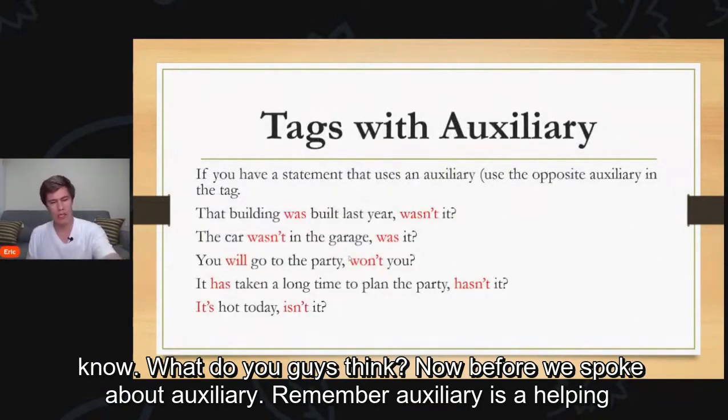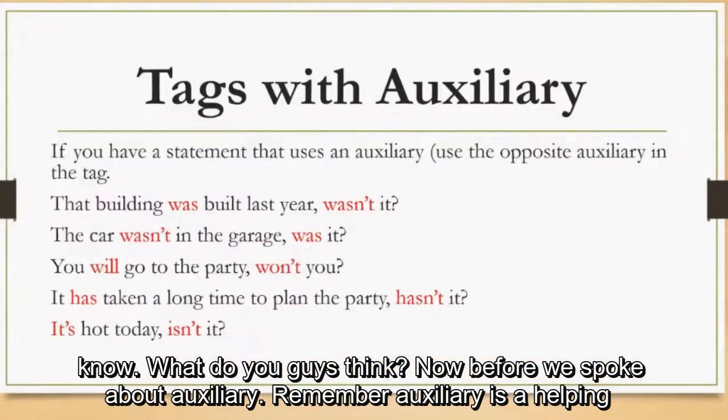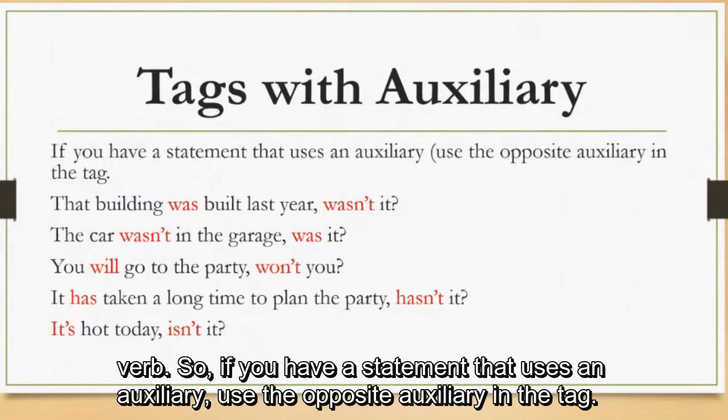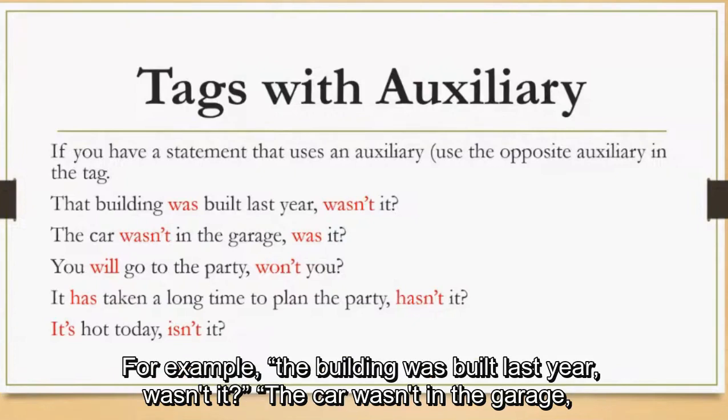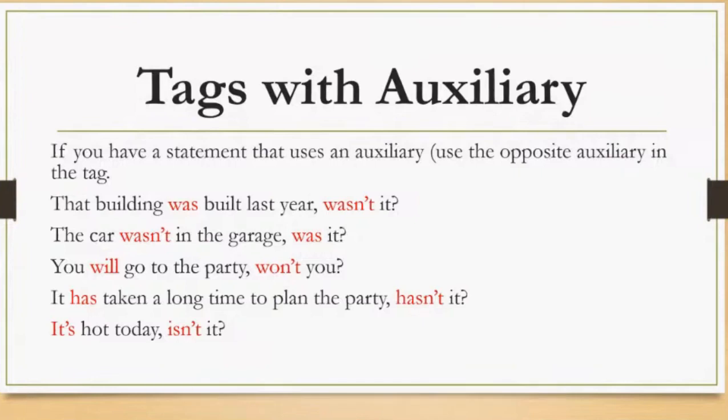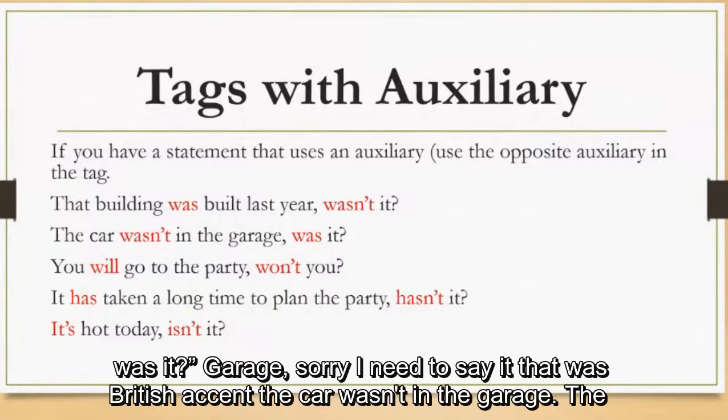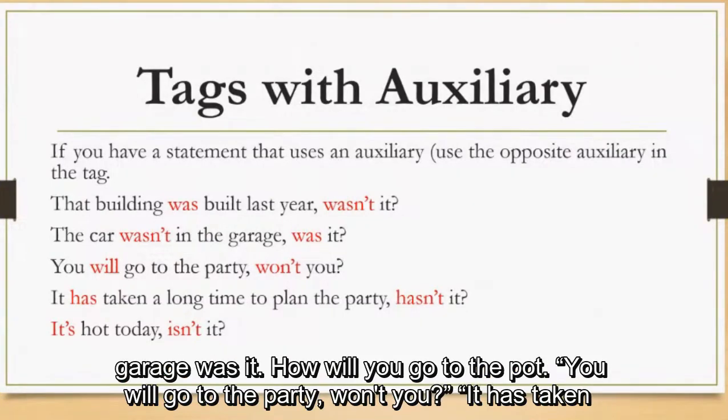Now, before we spoke about auxiliary, remember auxiliary is a helping verb. So if you have a statement that uses an auxiliary, use the opposite auxiliary in the tag. For example, the building was built last year, wasn't it? The car wasn't in the garage, was it? Garage. Sorry, I need to say it. That was British accent. The car wasn't in the garage, was it?